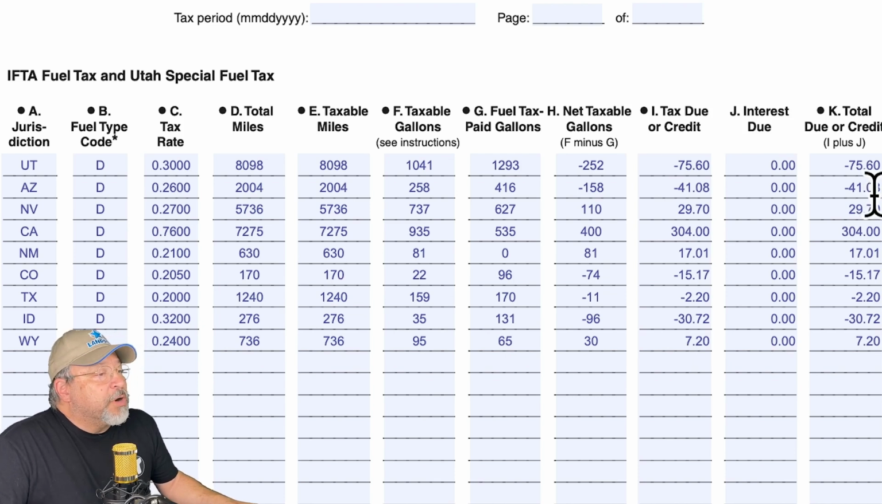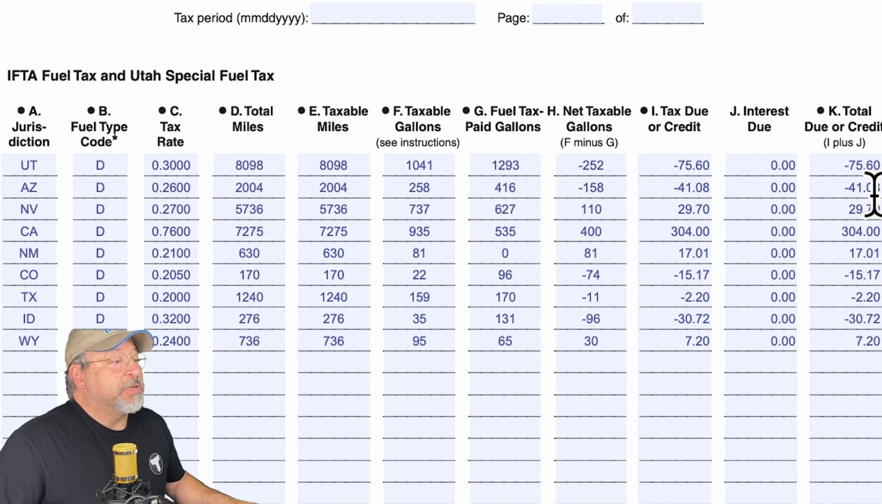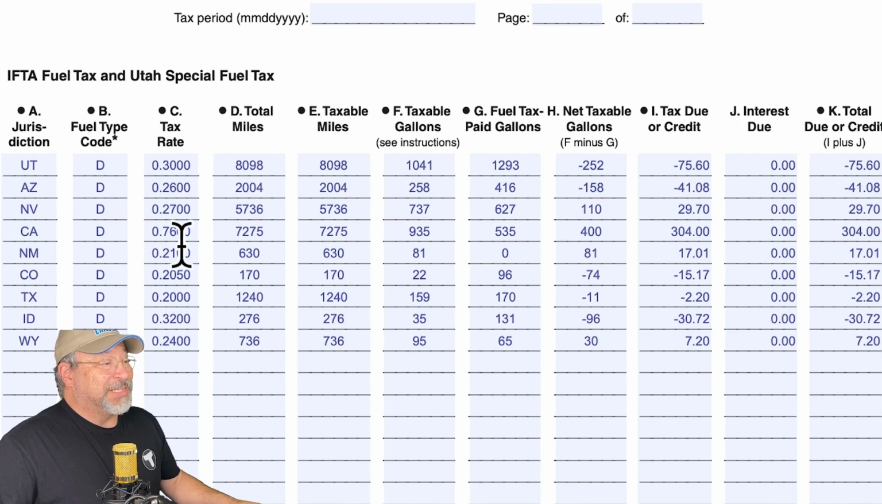Now I'm going to do one more where it isn't a credit. It's where I'm going to owe, all right? And I'm not going to go to Nevada. I'm going to go to California. My California miles, that was my second busiest state, Utah being my first. In California, the tax rate here is 76 cents. Well, these rates I'm telling you are a little old, but this is a return I did before some of these tax rates changed. I think this went up to 79 or something like that. Anyway, 76 cents a gallon.